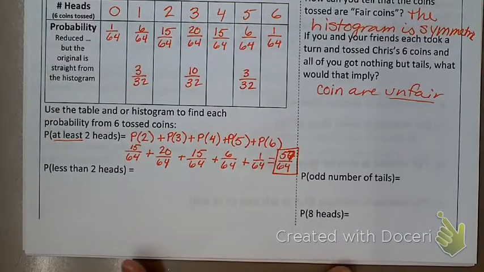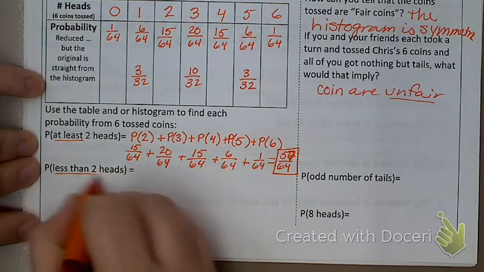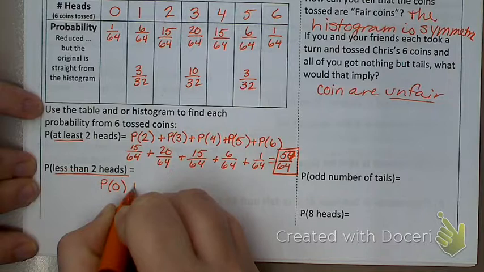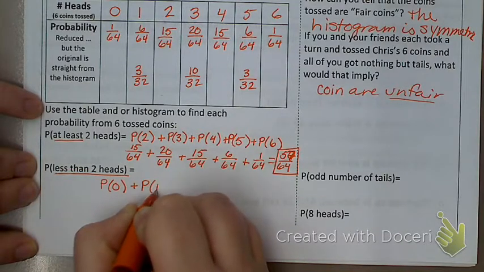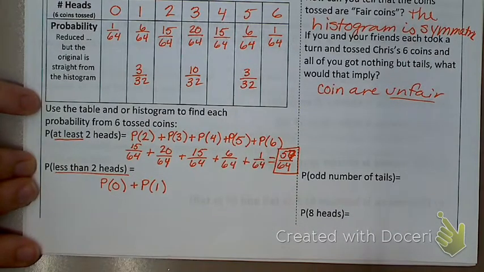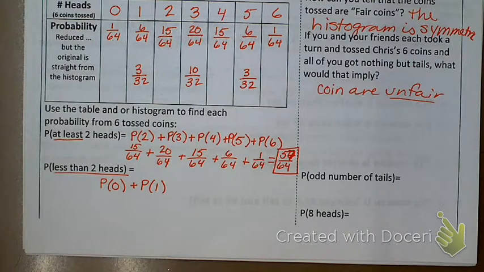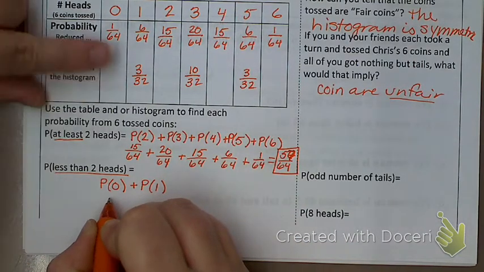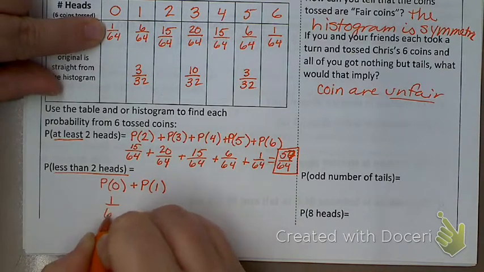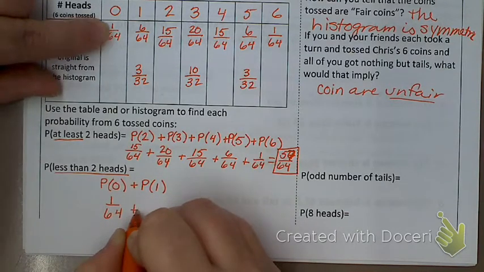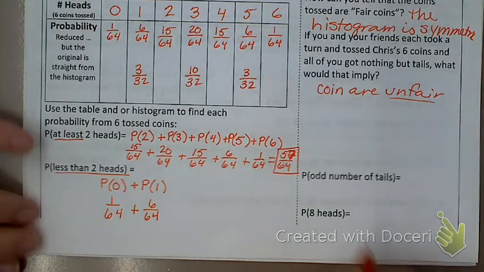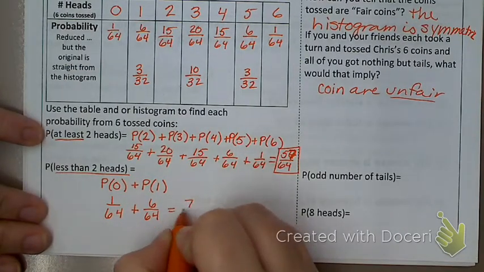The probability of flipping less than 2 heads. Less than 2. That means the probability of flipping 0 or the probability of flipping 1. Not the probability of flipping 2, because this says less than 2. It does not say less than or equal to 2. So the probability of flipping 0 from up here is 1/64. The probability of flipping 1 is 6/64. Adding those together, I get 7/64.